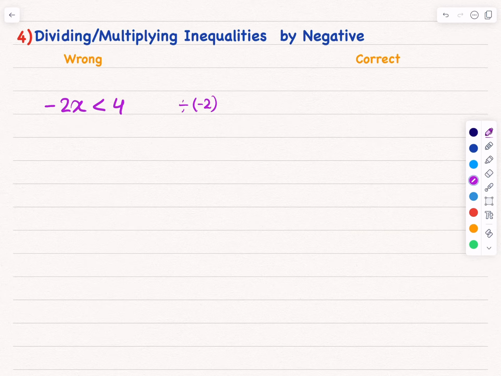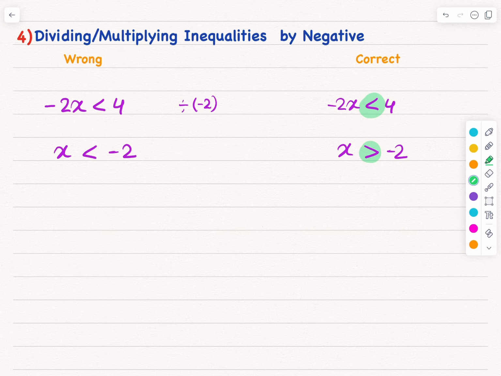So here, if we divide negative 2x by negative 2, it would be just x, and if we divide 4 by negative 2, it will be negative 2. Now, of course, this is wrong, because whenever we divide or multiply inequalities by negative numbers, we have to switch the sign or the direction of the inequality. So if we have negative 2x less than 4 and we need to divide by negative 2, it becomes x greater than negative 2. As we see here, we flip the direction of the inequality.